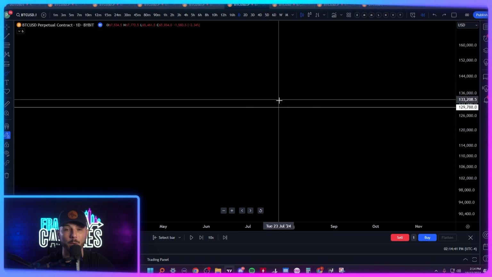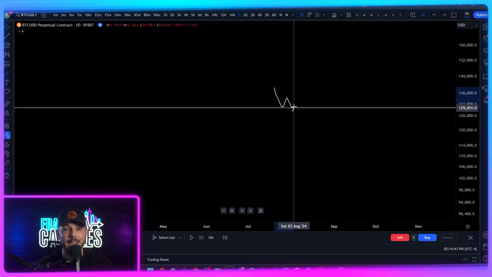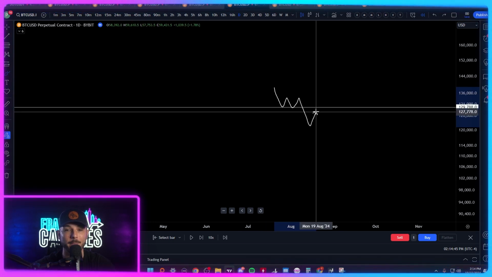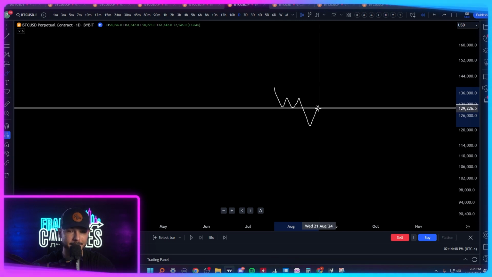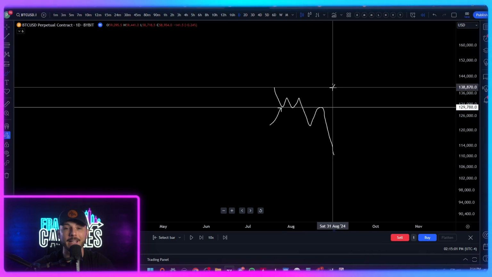And same thing for levels of support that are broken to the downside. If you wound up losing this level of support and you come back up, we call this a bearish retest, turning that level that was once support into resistance.